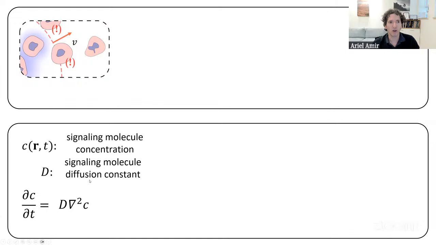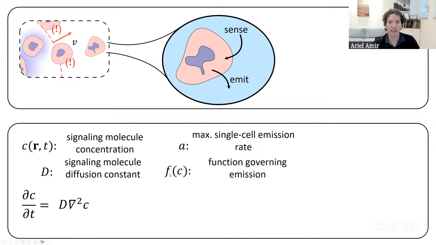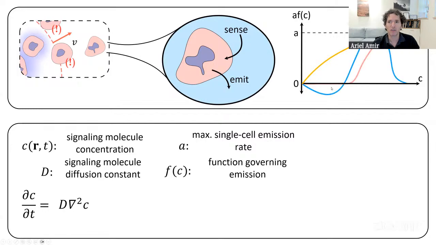LTB4 is obviously going to diffuse, but now the new feature is that cells, when they sense LTB4, they also start to emit LTB4. And so we're going to characterize this emission. A is going to be the maximal emission rate, and f of c is a function governing their emission. So I measure some concentration of LTB4, c, and I emit with some function. So you can take here your favorite Hill function or a step function. As I'll show you, the details will be less important.